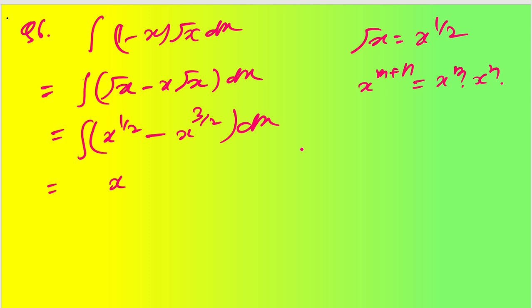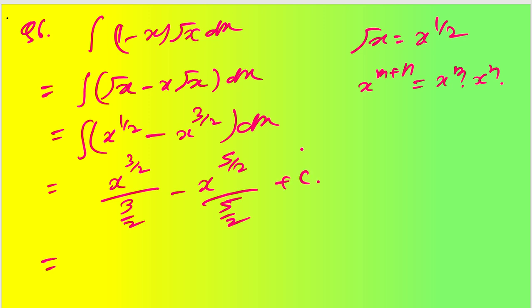So now you know already the formula: x to the power n plus 1. So this will become x to the power 1 by 2 plus 1, that is 3 by 2, divided by 3 by 2, minus x to the power 3 by 2 plus 1, that is 5 by 2, divided by 5 by 2, plus some constant c. So I can simplify it: 2 by 3 into x to the power 3 by 2 minus 2 by 5 x to the power 5 by 2 plus some constant c.